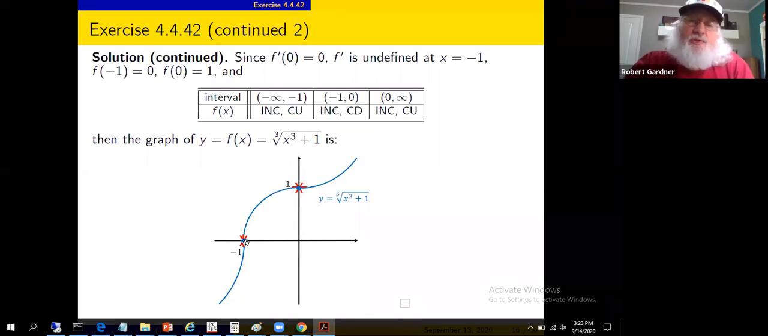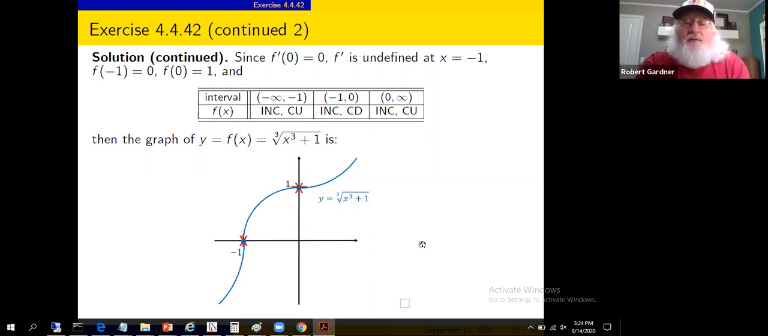Here, it changes to concave down, remains increasing throughout. So I want increasing and concave down. It's well behaved over here. It levels off. And then it changes to increasing and concave up. So it must look something like that. The graph of this function must look a great deal like that.